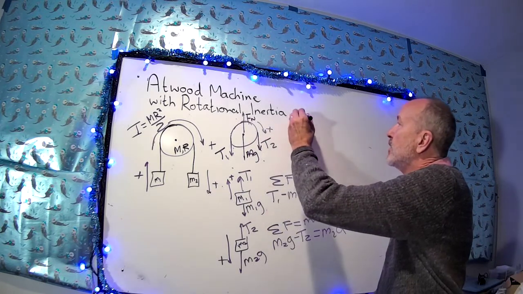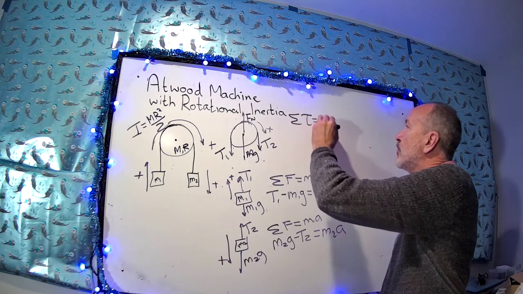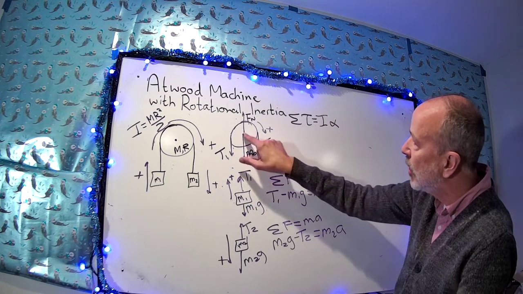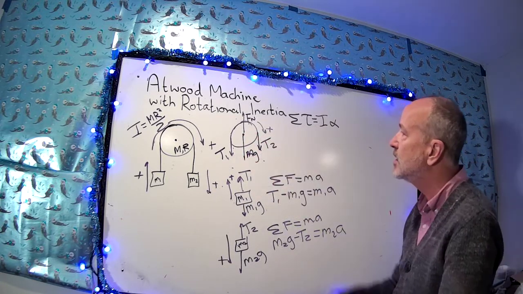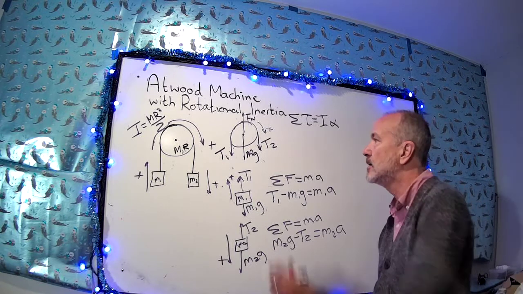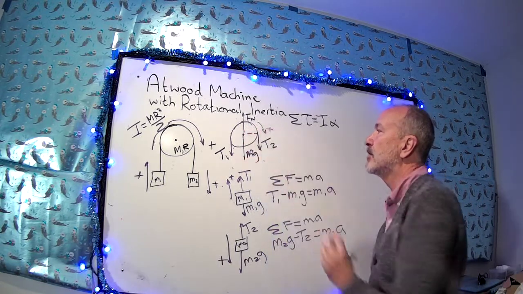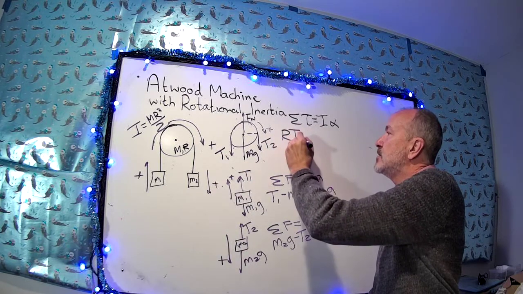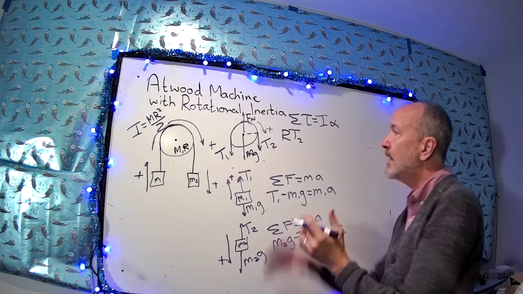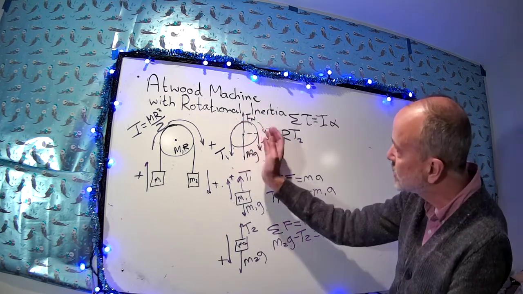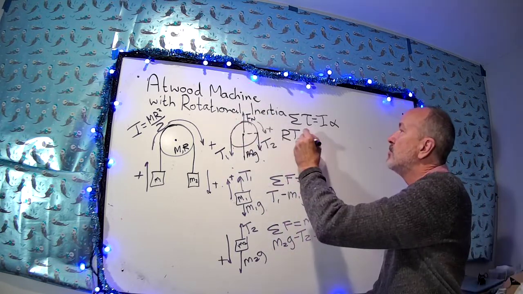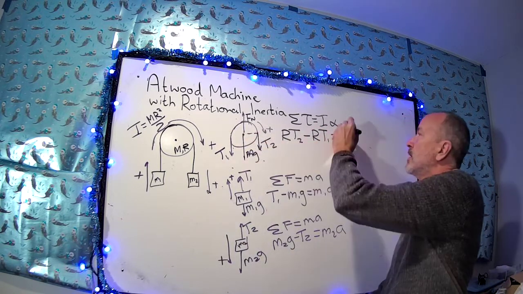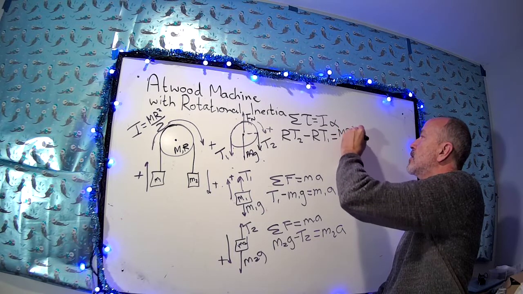Now let's do this one. Sum of torques equals I alpha. And so R times T2 times the sine of 90, because again, we can draw a direct perpendicular line there. R, and I'm going to use that capital R, times T2 times sine of 90, which is 1. That's in the positive direction. This is pulling in the negative direction, so it's minus R times T1 equals MR squared over 2.